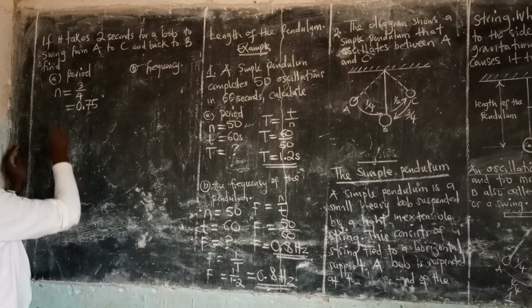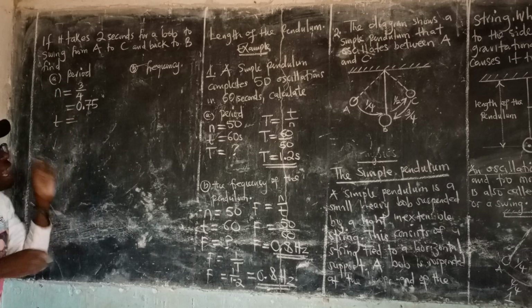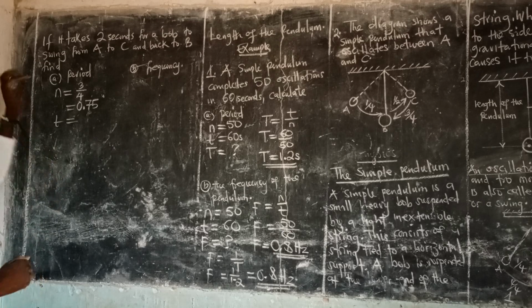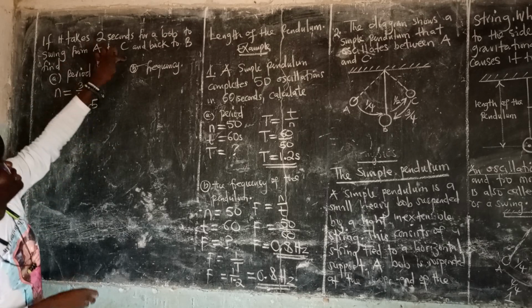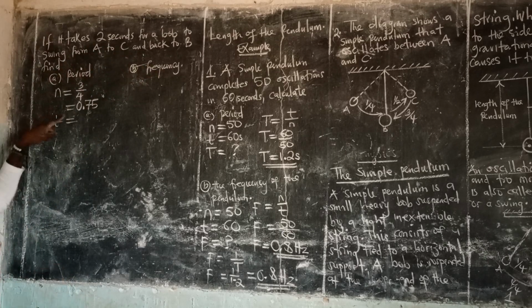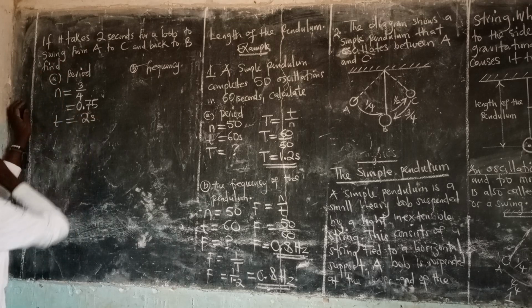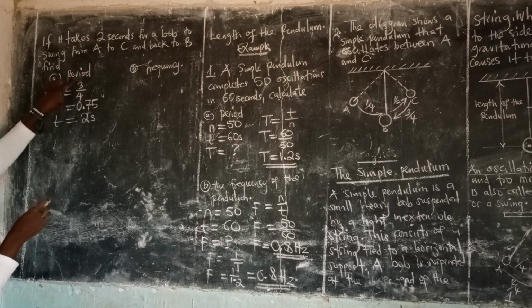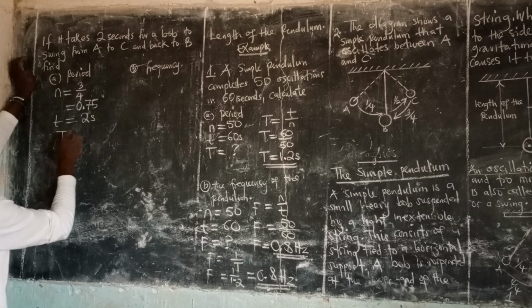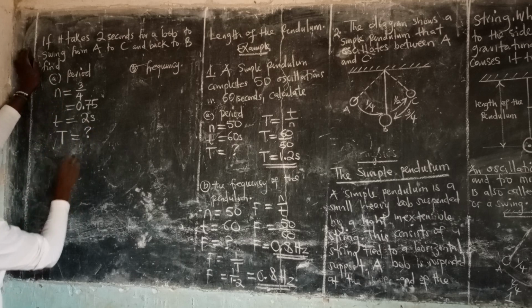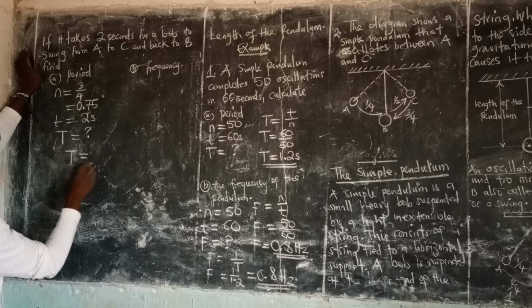Okay. Then after that we go to what? Time. How long is it taking to move from A to C and back to B? How many seconds? 2. So the seconds is 2 what? Seconds. Then we are looking for what? Period. So what is our T? We don't know.